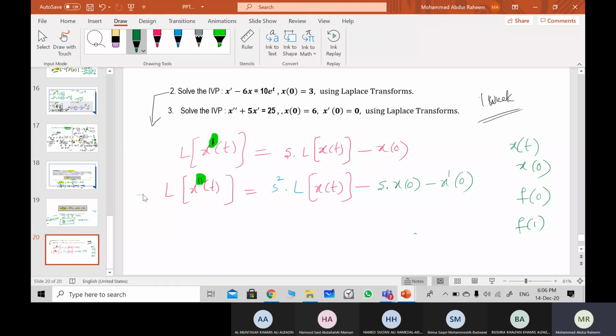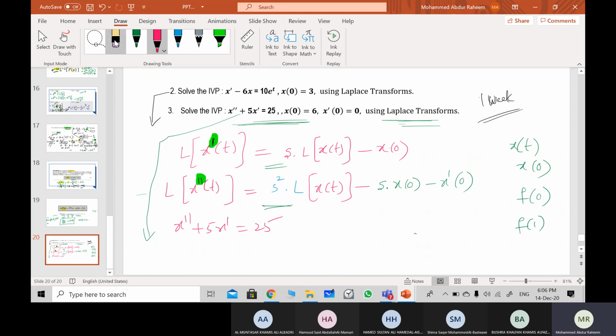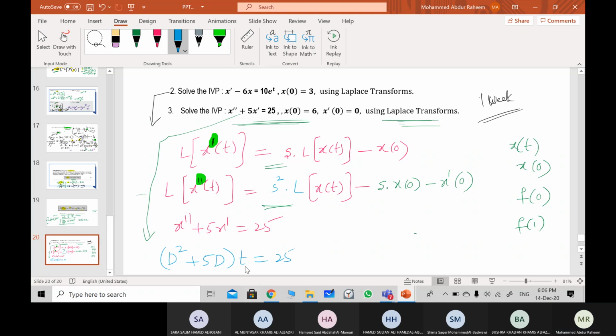So we need to use these rules to solve this equation with Laplace transform. If you take this equation normally, x double dash plus 5 x dash equals 25, in other words it is nothing but (D squared plus 5D) of x equals 25. Actually it is x, not t. Why here x double dash? So we have to take x here.